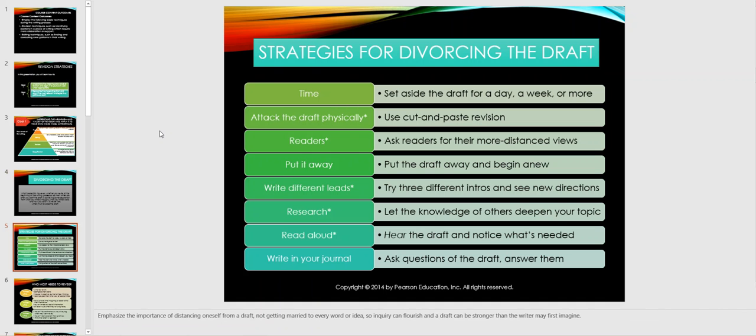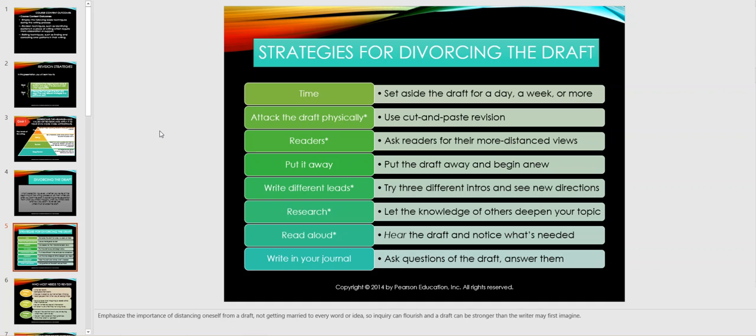So, strategies for divorcing the draft. I mentioned time. Sometimes during the writing process, we don't set aside that kind of time. Another is attacking the draft physically, cut and paste revision. A simple exercise for this is to cut up all your paragraphs and move them around and see how they read. If you are focused, if you are not focused, how can you reorganize your paragraphs? Sometimes that is a helpful activity.